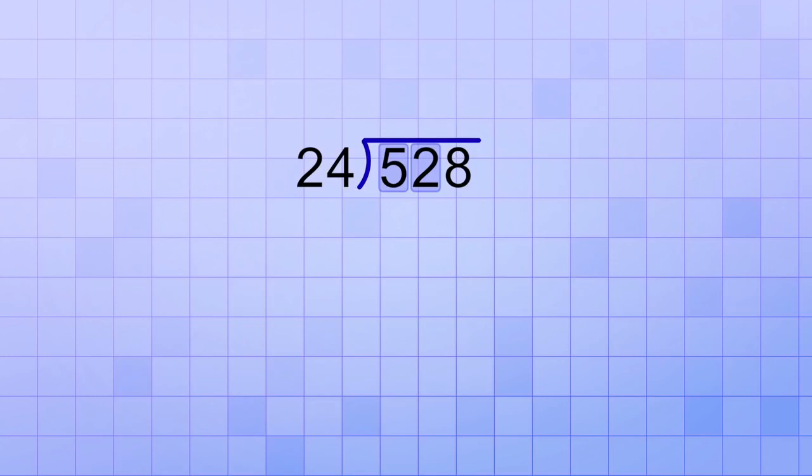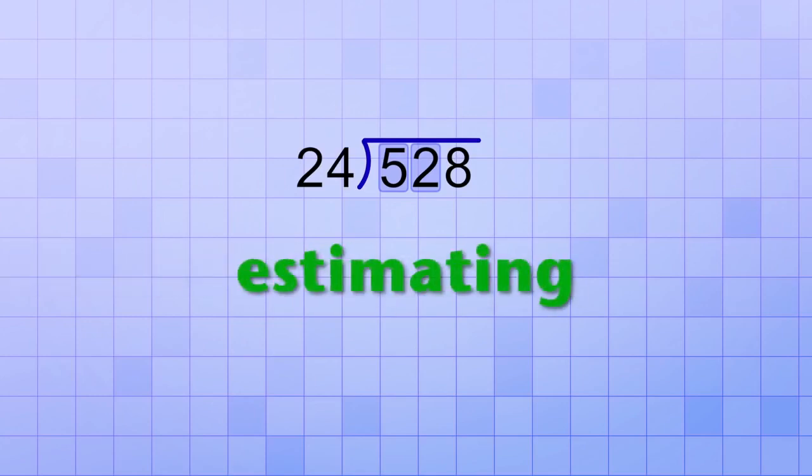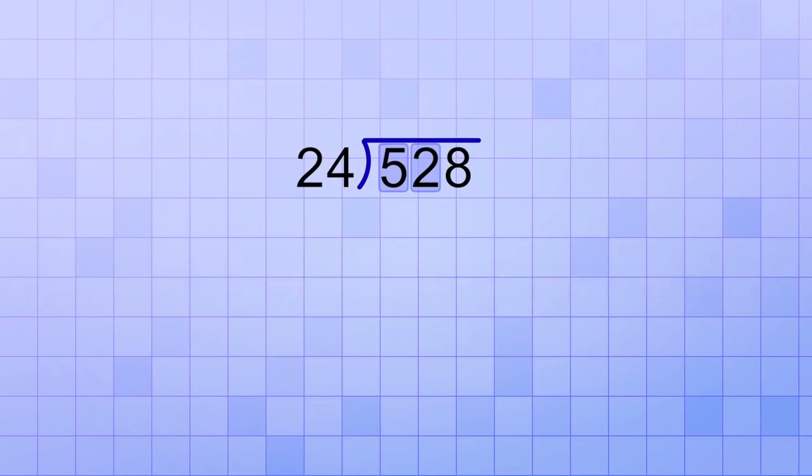Instead, we have to figure it out by estimating or good guessing. Because we know that 2 times 25 would be 50, 2 is a really good estimate for the first digit of our answer. 2 times 24 is 48, and then when we subtract 48 from 52, we get a remainder of 4. Okay, so far so good.